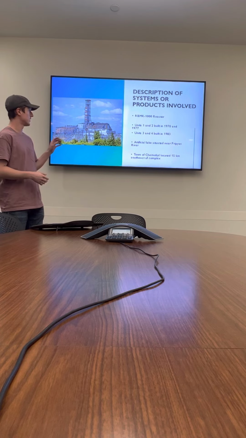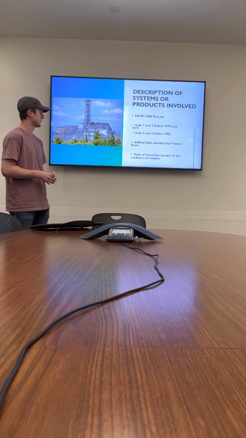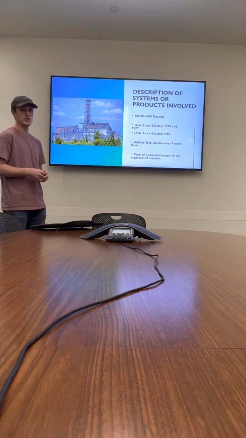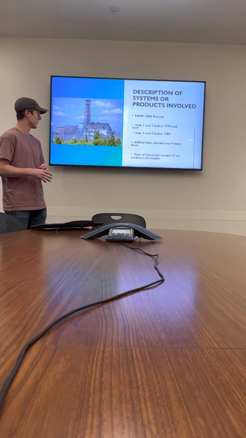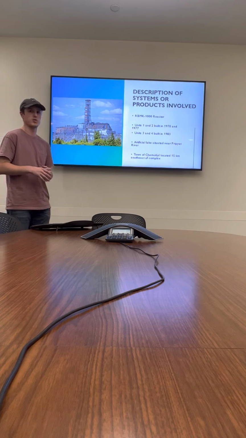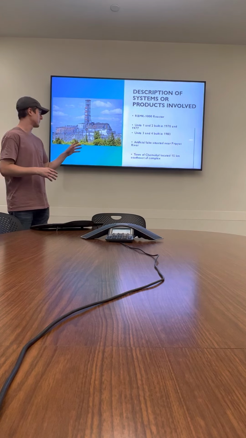So the main system and piece of equipment that was involved in Chernobyl was the RBMK 1000 reactor. This is a specific design of a reactor that at the time was mainly used in the Soviet Union. Even though Chernobyl was located in Ukraine, this was back in the time when Ukraine was still part of the Soviet Union. So this is the type of reactor that they used. And there were 4 reactors.